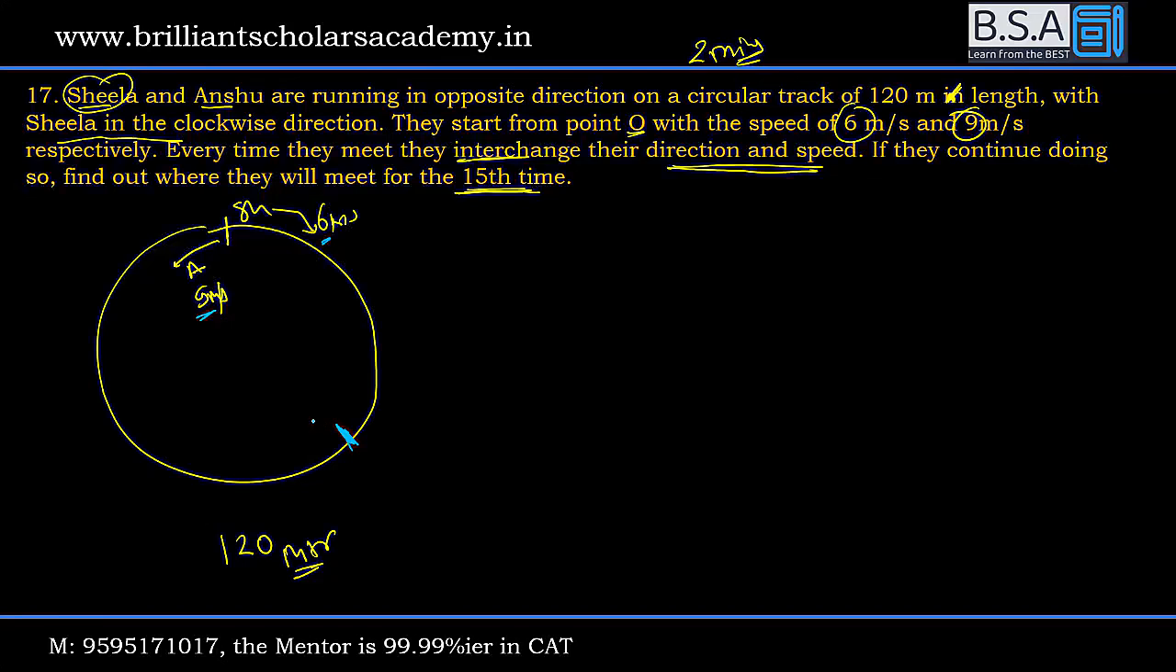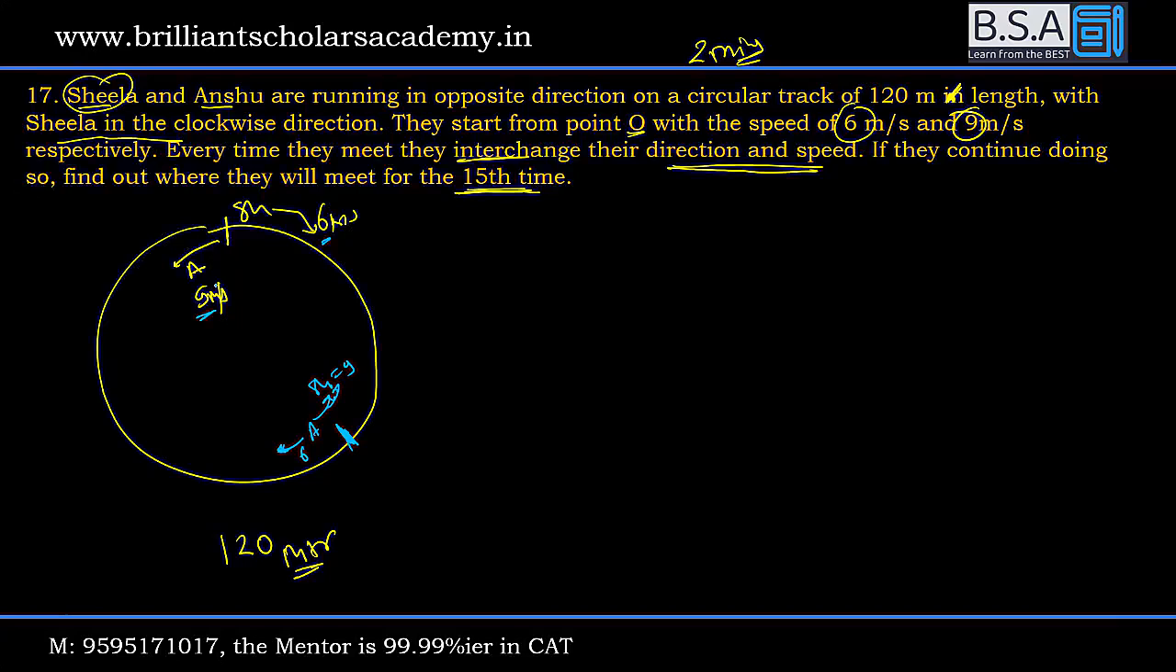Where was Anshu going? Anshu was going upwards. Now what Anshu will do is reverse direction, but the speed becomes 6. Sheila was coming down, so Sheila will go up, but the speed becomes 9. Now for a minute, don't look at their names.